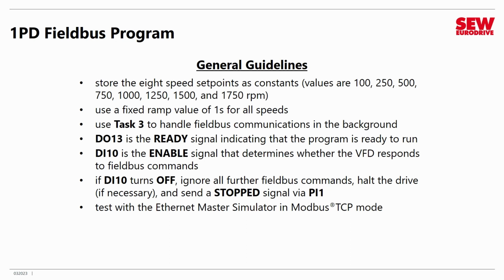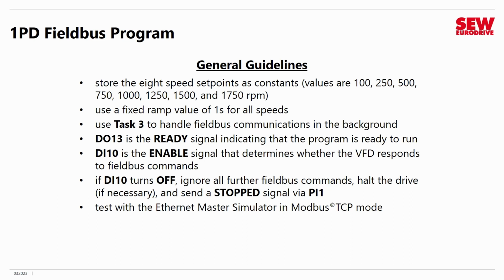First of all, I'd like you to store the 8 speed set points as constants in the program, and I'd like them to have these values: 100, 250, 500, 750, 1000, 1250, 1500, and 1750 RPM. So just set those up as constants in the program. Yes, that's not as good because, of course, if you want to change them, you've got to change the code and recompile. But you've seen better ways to do this in other programs, and I want this program to focus on field buses, not best coding practices. I'd also like you to use a fixed ramp value of 1 second, both acceleration and deceleration, for all speeds. So we're going to simplify that as well.